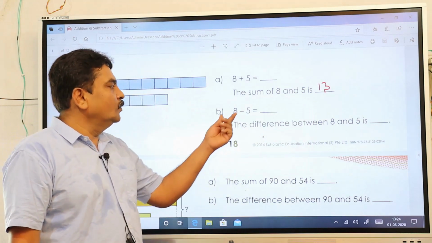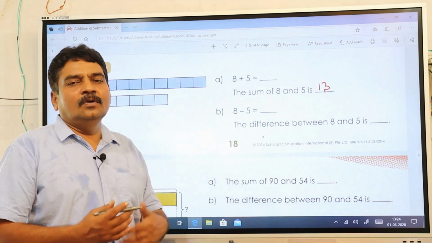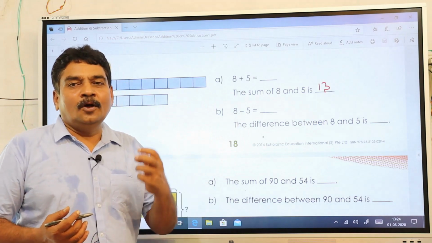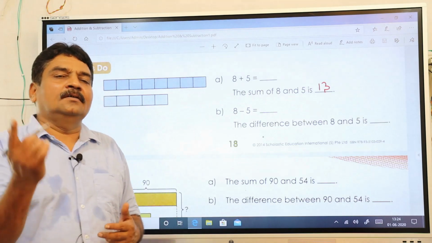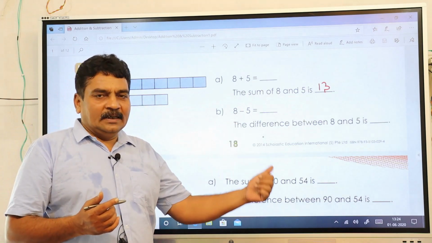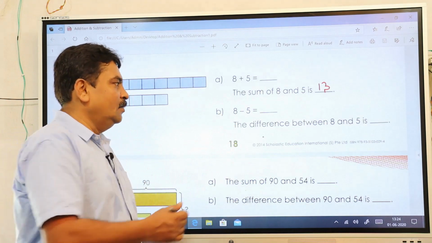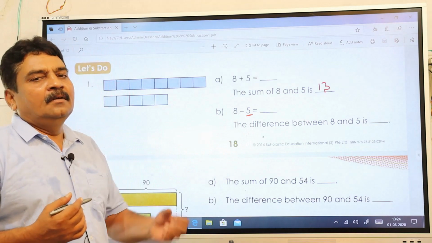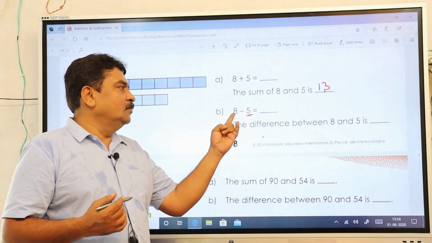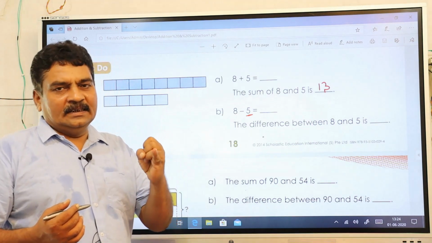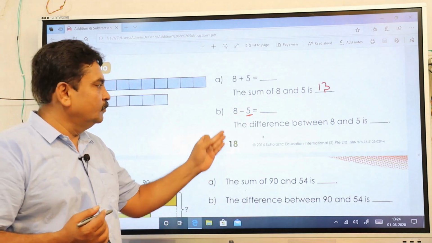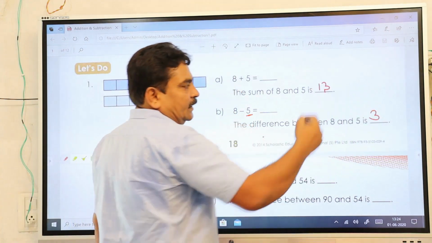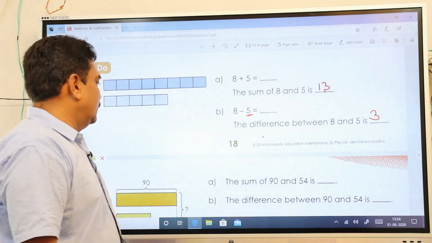Similarly, if you go to minus, how are you going to do? For minus I told you, keep the smaller number in your mind and count till you get the bigger number given in the question. So the smaller number is 5. So keep that 5 in your mind and then count on the fingers till you get the bigger number. So after 5, 6, 7 and 8. So what is the answer? 3. So you should write down 3 here. So in this way you can do it.